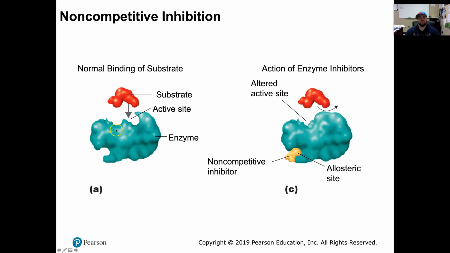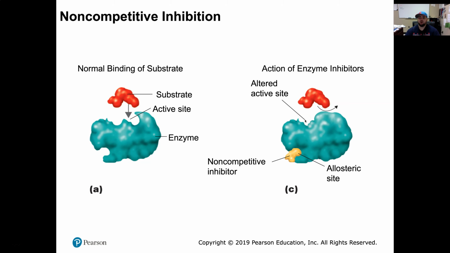So this is normal binding on the left. On the right, what happens is the inhibitor will bind to a site other than the active site. It'll bind somewhere else. The site is called the allosteric site. And you can see on the left, it's this little area that's not filled in because this is regular binding. But now they want to slow the reaction down, so the inhibitor binds to the allosteric site. In response to binding to the allosteric site, the shape of the active site changes.